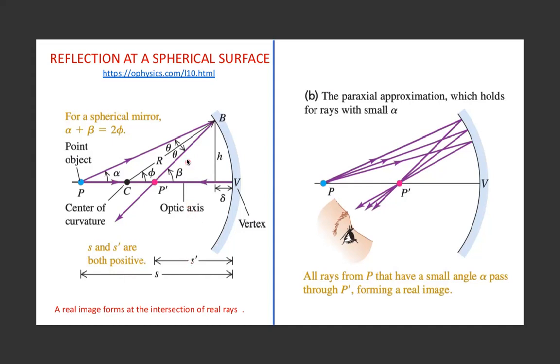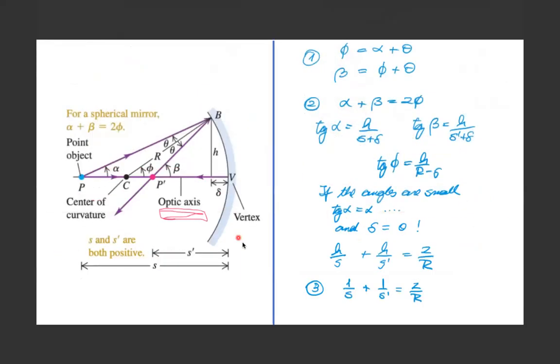In this particular case, following the rule of signs, S and S prime are both positive. This is S, the distance of the object. S prime is the distance of the image. And as you may imagine, what we want to do is find out how S and S prime relate to all the parameters in the system, okay?